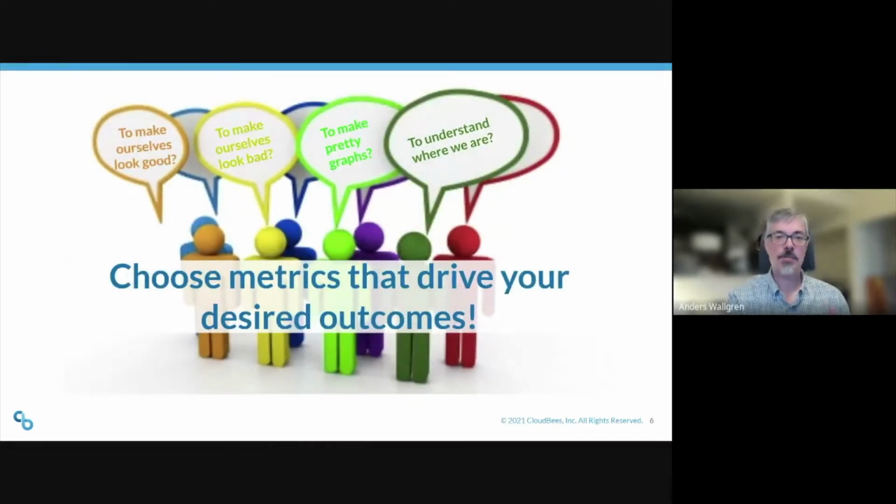And when it comes to metrics, what's really important is that you choose metrics that drive your desired outcomes, right? There's lots of reasons to use metrics. We might want to try to make ourselves look good. We might want to make ourselves look bad. We might just want pretty graphs, to understand where we are and where we want to be. But really the key thing is to choose metrics based on outcomes that you want to drive. That's very important, and especially I think in this context.